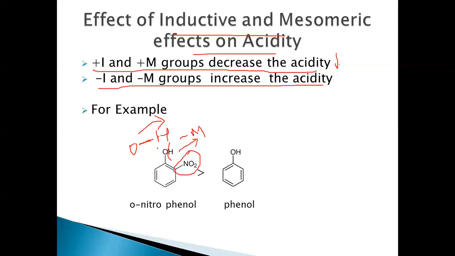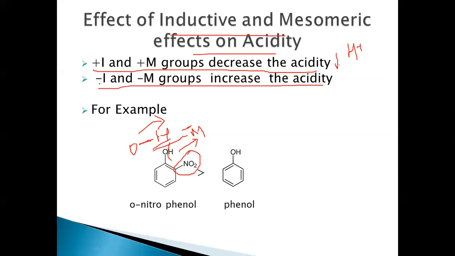So what are acids? They are proton donors. If it is able to donate the protons easily, it acts as an acid. So minus M and minus I groups increase the acidity. So orthonitrophenol is more acidic when compared to the phenol because the nitro group, which is an electron withdrawing group or minus M effect group, is present on phenol. So it is increasing the acidity of phenols.